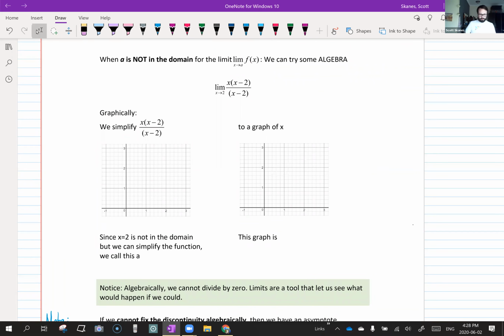Some of these notes here are done in a weird way, in a weird order. I'm just going to skip a little bit of this, but let me try to help you understand this section here. It says, when A is not in the domain, or in other words, when we have a case where we're dividing by 0.